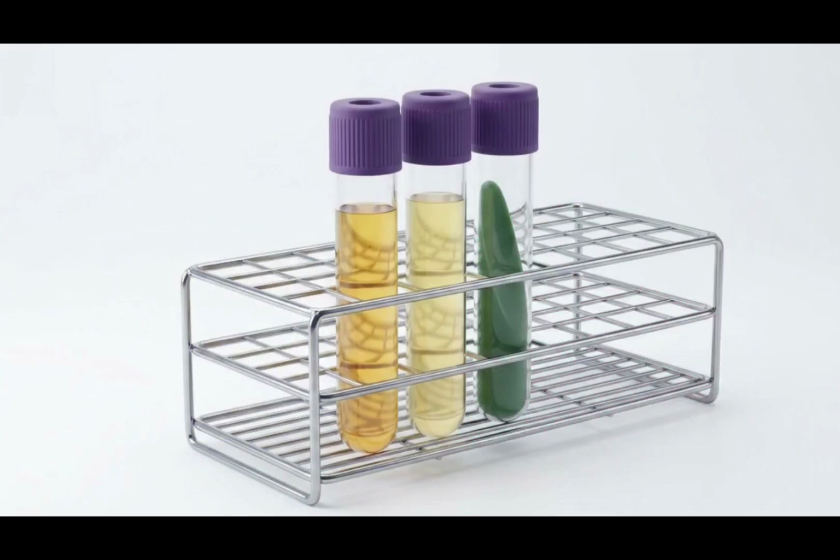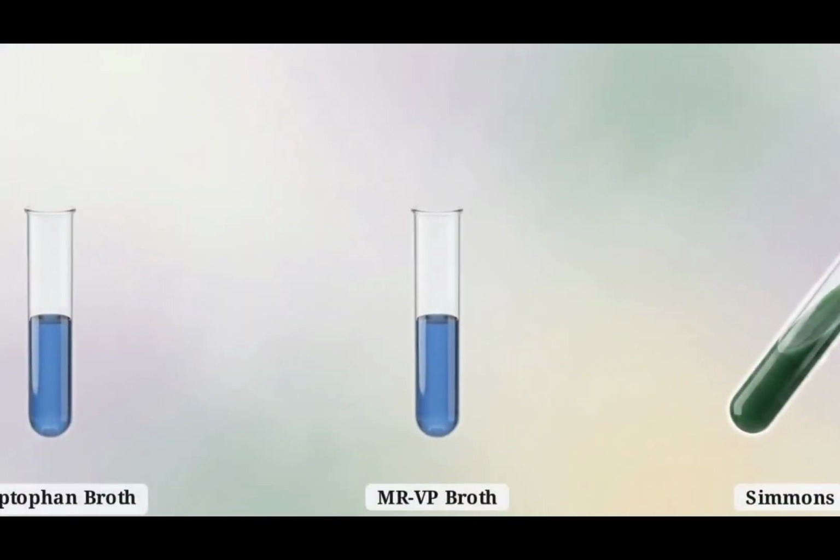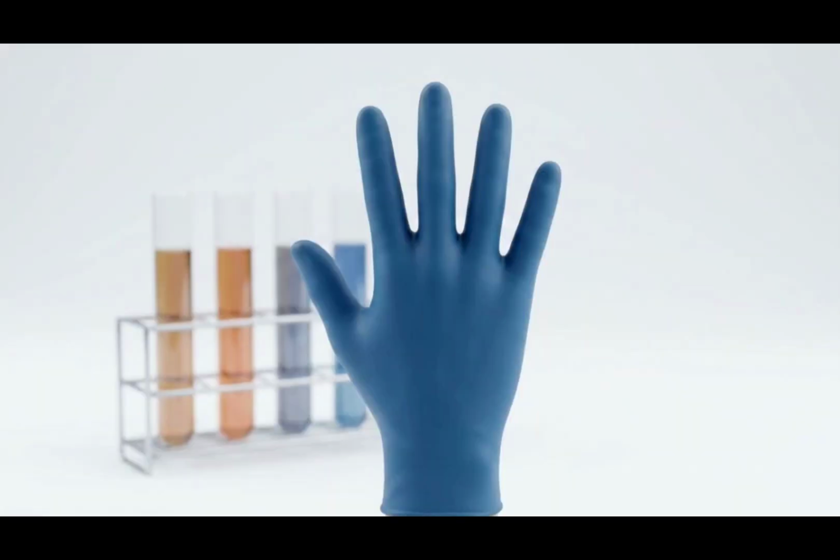Now we move into a deeper metabolic investigation, the IMViC sequence. This requires precise aseptic inoculation of 3 specific types of test media. Using a sterilized loop, you will transfer your pure bacteria into a tryptophan broth, then into a shared MRVP broth, and finally use a gentle zigzag motion to streak the surface of a Simmons citrate agar slant. Stop right here. Once the tubes are inoculated, you must not add any of your chemical color reagents yet.